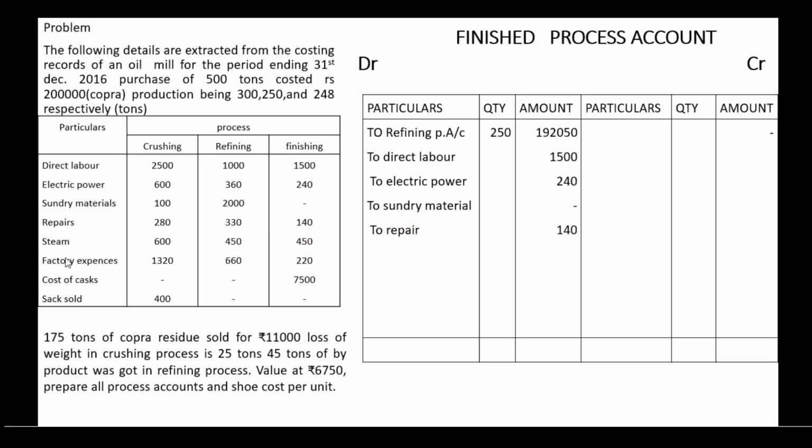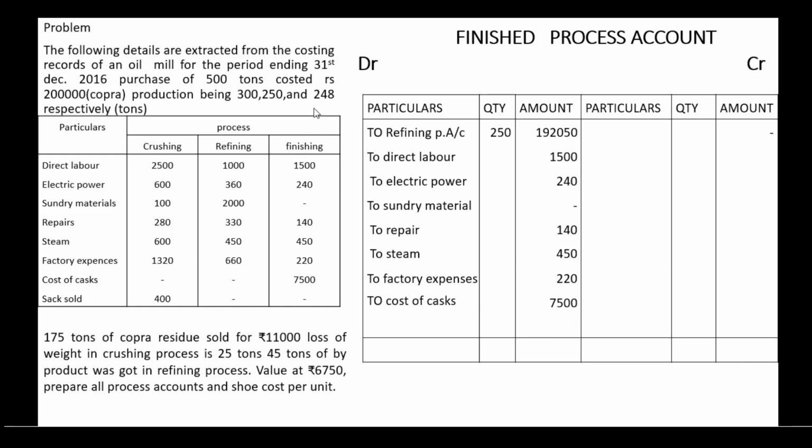Steam, amount 450 rupees. Then factory expenses. To factory expenses, amount 220 rupees. Then cost of cask. The cost of cask issued in the finishing process is also entered in the debit side. The cost of cask is rupees 7,500. So next one, that is the output.